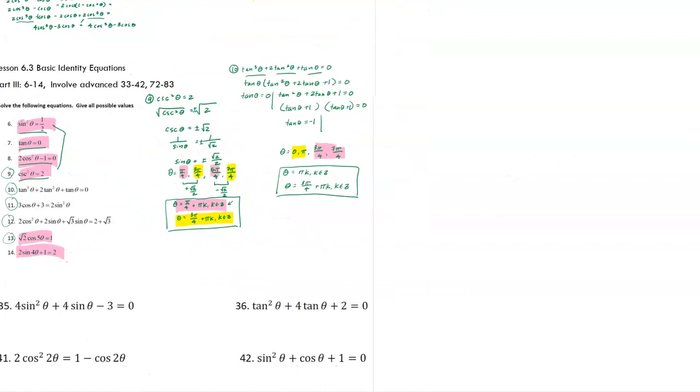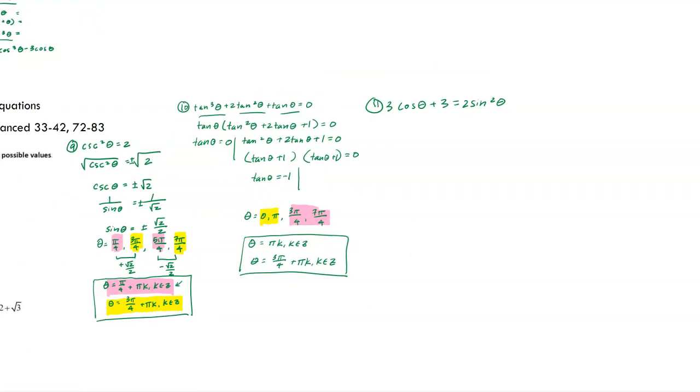Good job. I'm going to do one more right here. Number 11. Number 11 is 3 cosine of theta plus 3 equals 2 sine squared theta. Okay, for this one, we have to use the basic identity. You notice that it has a cosine on the left-hand side. So I'm going to change this into 1 minus cosine squared theta.